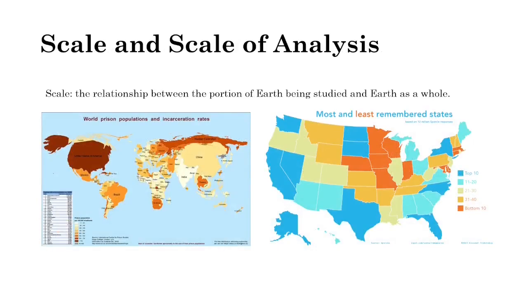So now we're going to talk about scale of analysis. We've already talked about scale, which is the relationship between the portion of Earth being studied and Earth as a whole. If we look at a map of the world, like the one on the left, we're looking at a global scale. But if we're looking at a map of a particular country, like the United States, we're looking at a national or a country scale. If we were looking at a map of Europe, we would be looking at a continental scale.